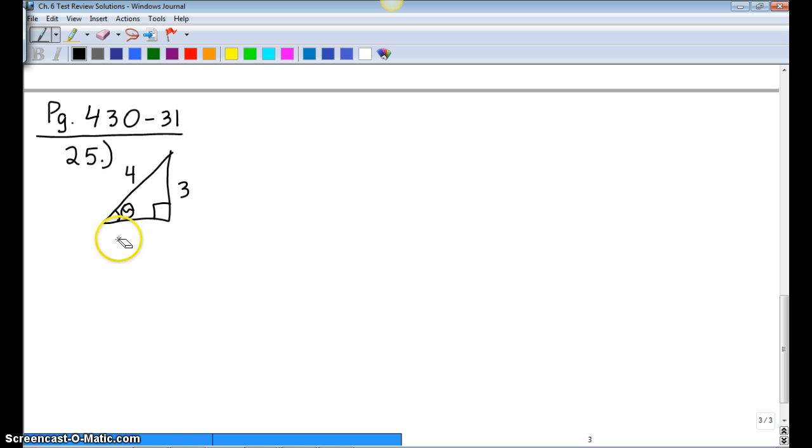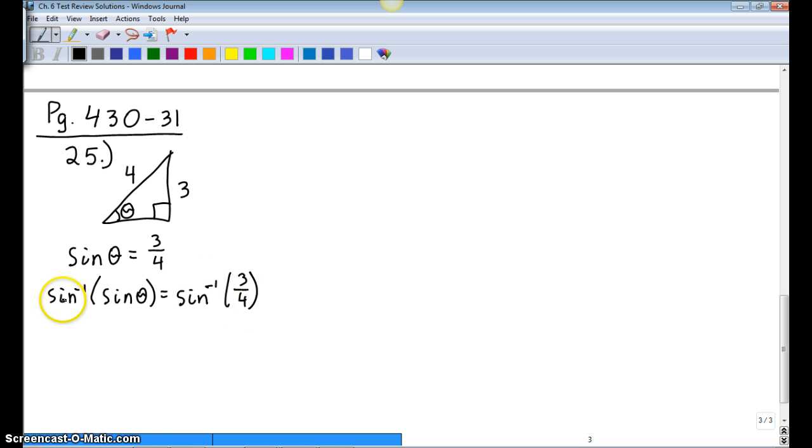So sine of theta is 3/4. So to get theta by itself, we do the inverse of sine. So sine inverse of sine theta. What we do to one side, we do to the other. And we get sine inverse of sine, which just gives us theta.